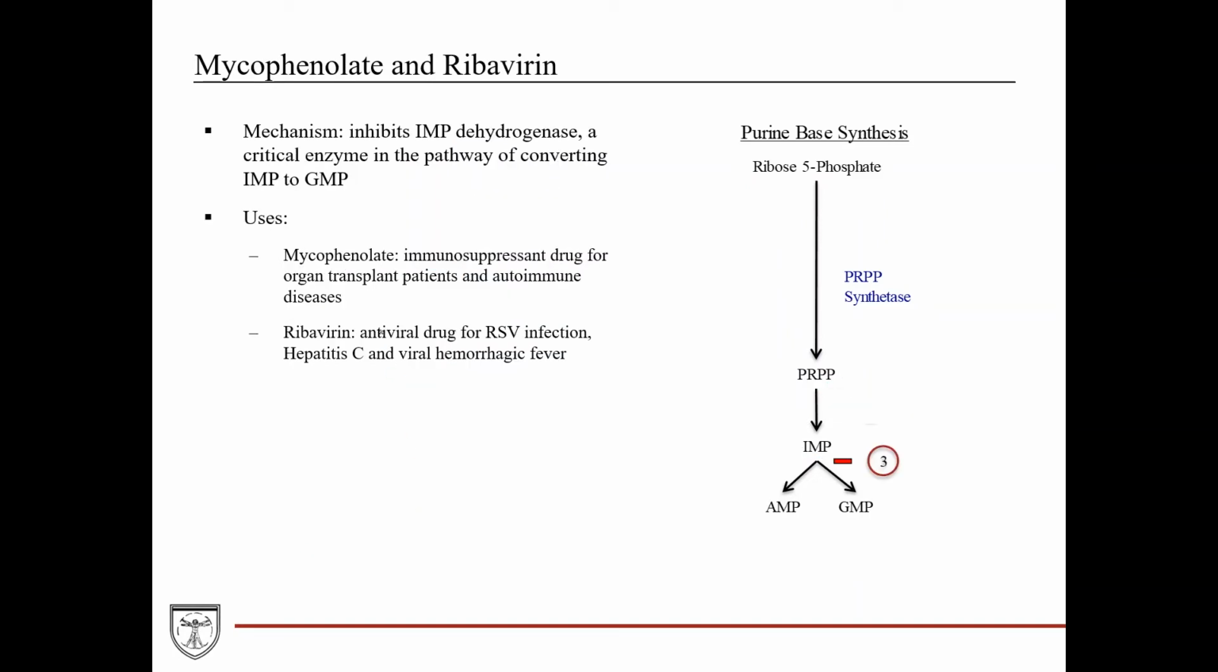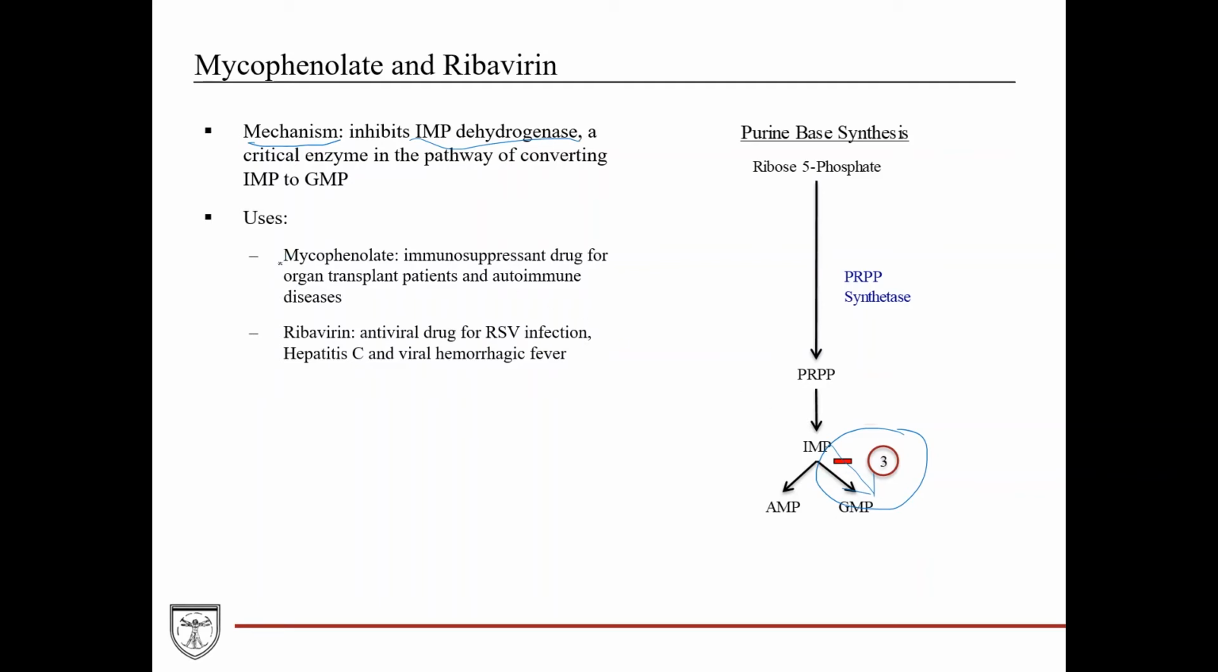Mycophenolate and ribavirin, these are two drugs that have the same mechanism but different clinical uses. They both inhibit IMP dehydrogenase, which is a critical enzyme, as you can see in the figure here, from bringing IMP to GMP. Again, the individual steps are not important. It's just important to know that it acts on this enzyme specifically and that it's involved in synthesizing GMP.